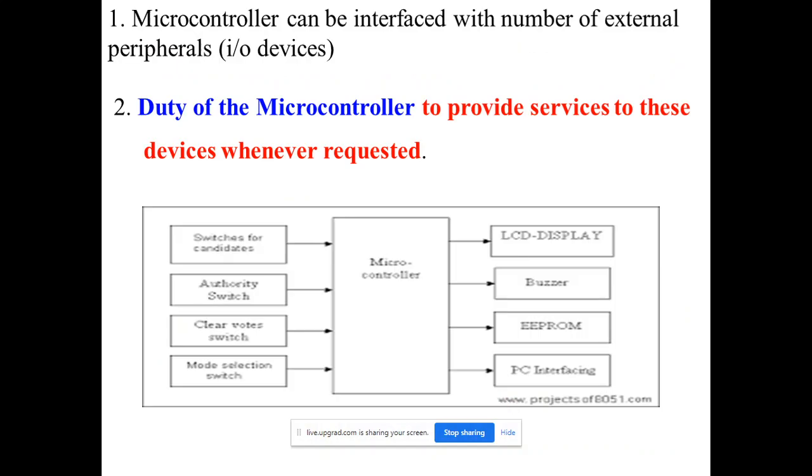Okay, now we are going to the next topic, that is interrupt structure. Up to this point we know that a microcontroller is interfaced with a number of input-output devices, that is, external peripherals. Different types of sensors, motors, buzzers, LCD displays, monitors, etc. A number of devices are attached to the microcontroller to construct the embedded system.